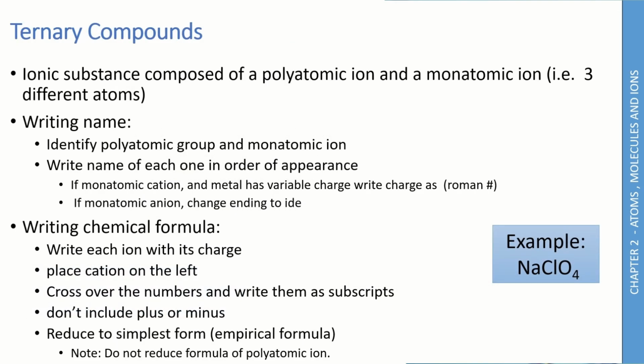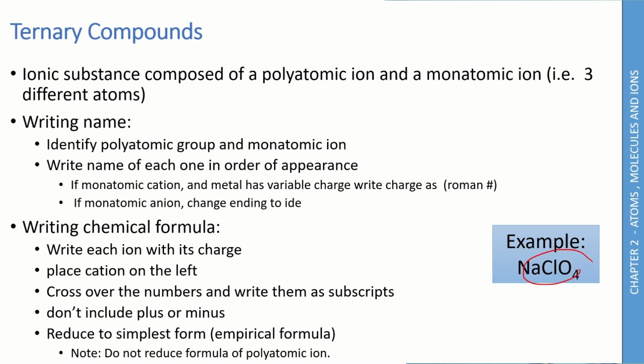And we have a ternary compound. It's when we have a metal plus a polyatomic ion and a monatomic ion, so 3 different atoms, right? So writing names, you can identify the polyatomic group and the monatomic ion and write the name of each one in order of appearance. If a monatomic cation and the metal has a variable charge, write the charge as a Roman numeral. If a monatomic anion, change the ending to -ide. So you're going to write each ion with its charge. Place the cation on the left, cross over the number and write it as a subscript, as I said.